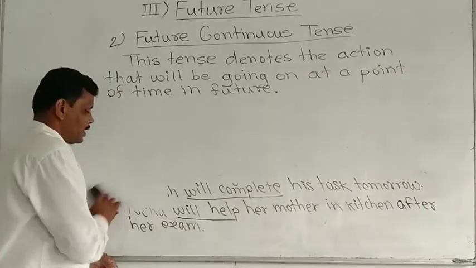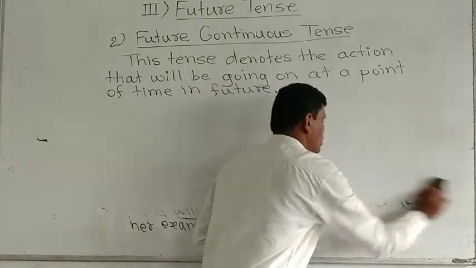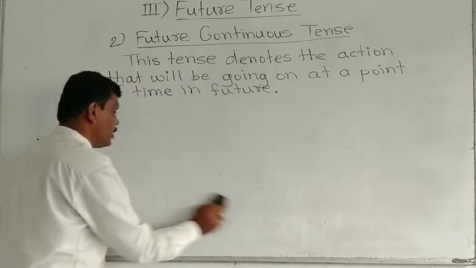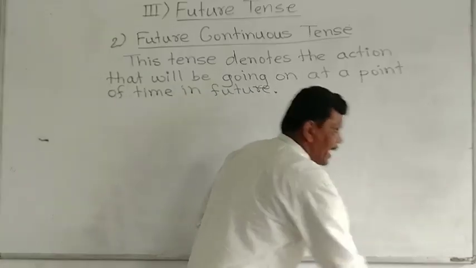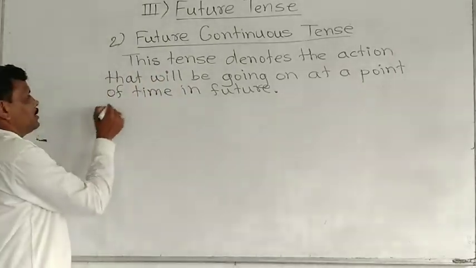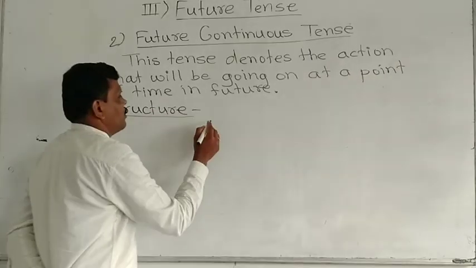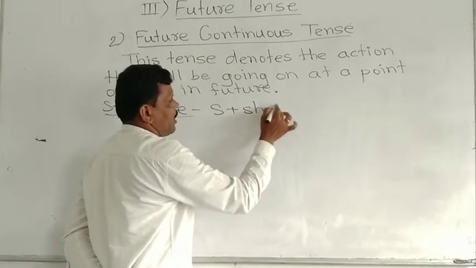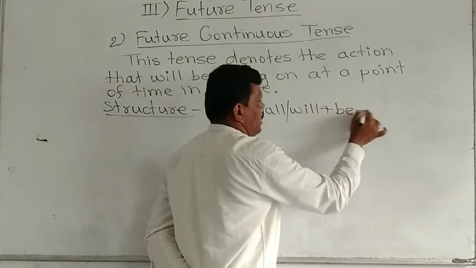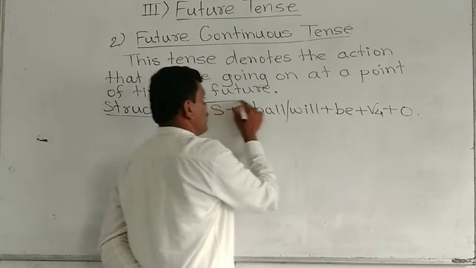Right. Now we have to discuss about its structure. The structure of future continuous tense. We have already discussed that after shall and will we have to use V1. See here, the structure is subject plus shall or will plus be plus V4 plus object etc.